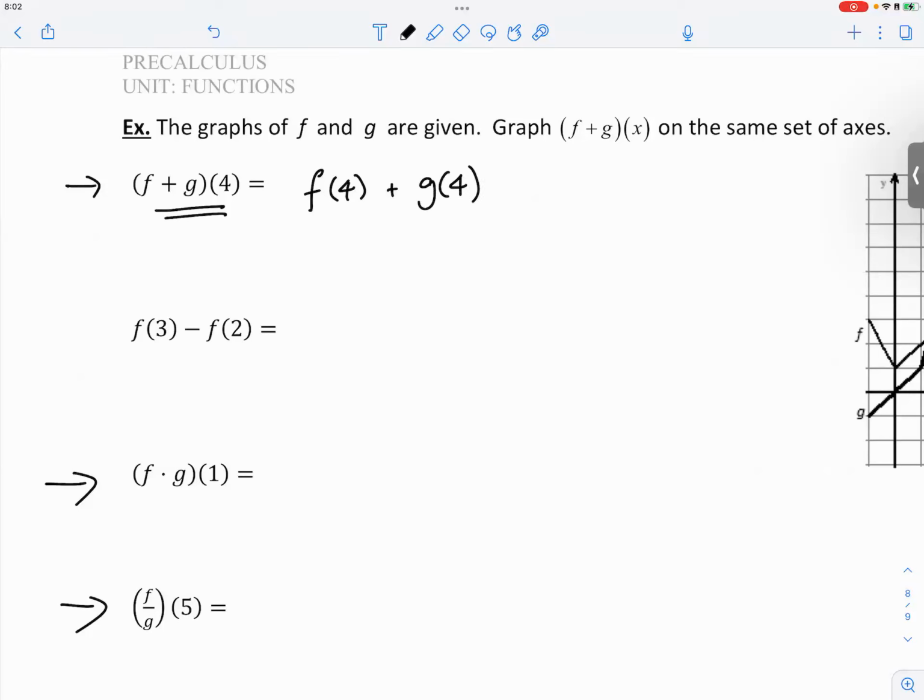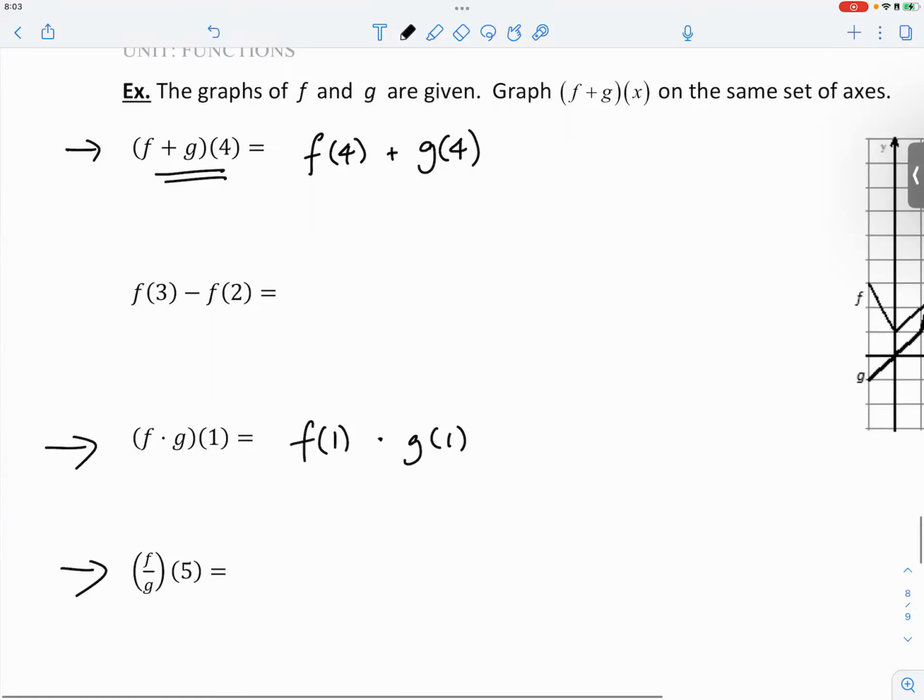Okay, so I'm going to give you 20 seconds. Take care of number 3 and number 4. Okay, so for number 3, it should look like f of 1 times g of 1. For the 4th one, it should be f of 5 over g of 5. Easy, right? Easy.